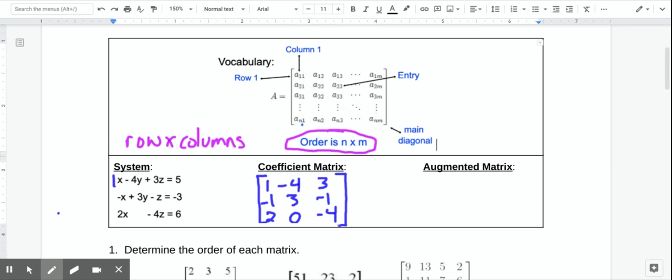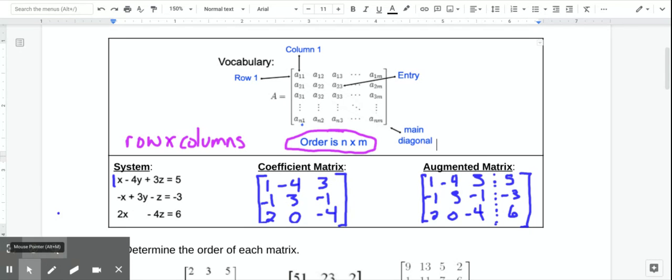Then the augmented matrix is we take the same thing. We take our coefficient matrix. So these are exactly the same numbers. And then we add on, we often do a little dotted line to show the difference. And then we add on the solutions here, 5, -3, and 6. Okay, so in a little bit, we're going to be solving the equation by doing something with that augmented matrix.